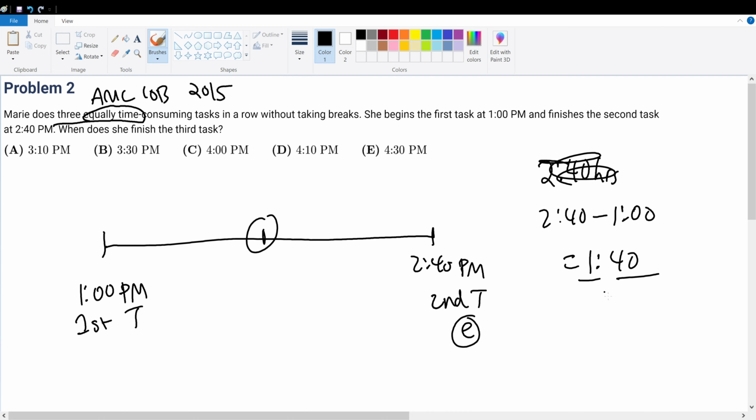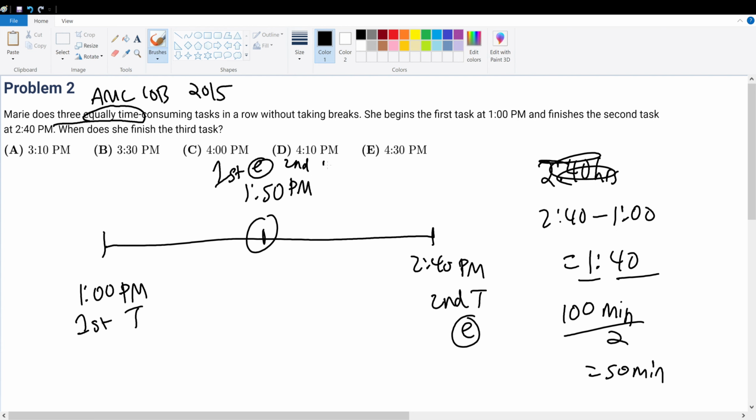So if we convert it all into minutes, that would be 100 minutes that passed, divided by 2 will give 50. So that means at 1:50, this will be the time where it's the midpoint. So this time will be where the first task ended and the second task began. So then, all we need to do is figure out the distance from here to here, and since that's the same from here to here, we can calculate the third task, which is the same distance.